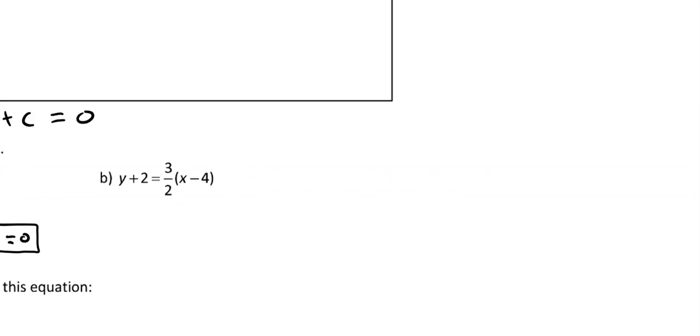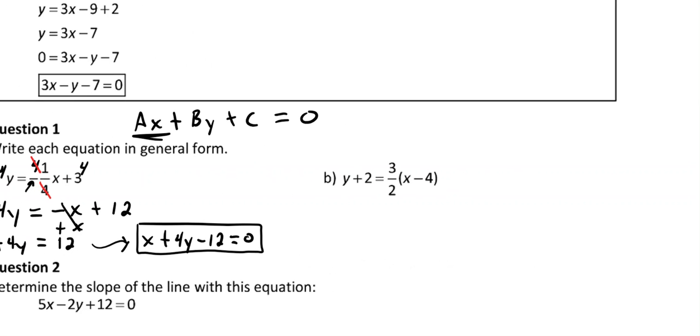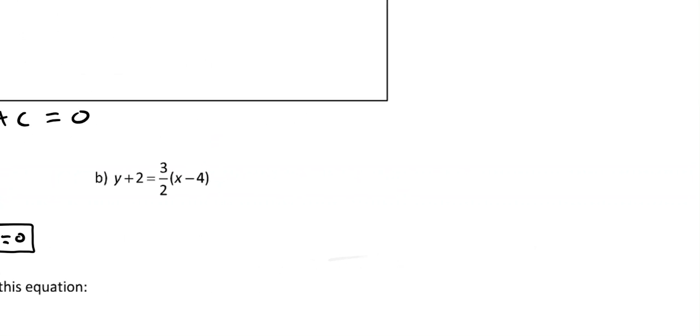All right, next one. I'm going to write it again a little higher so we have more room here. So y plus 2 is equal to 3 over 2 x minus 4 in brackets.